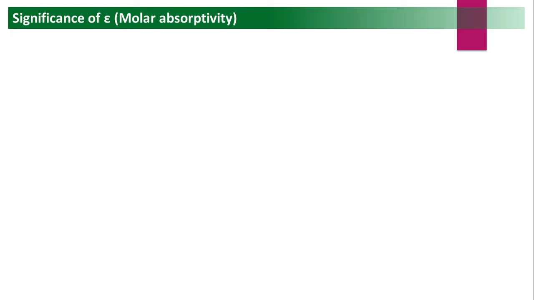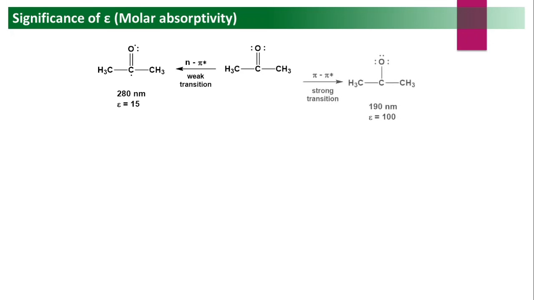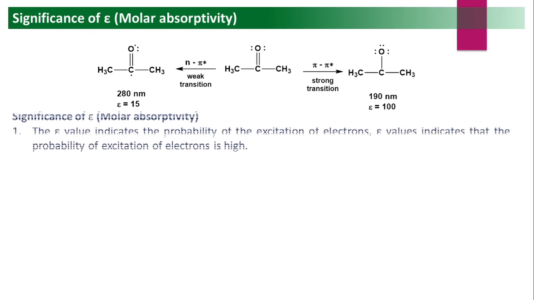Now we will see the significance of the epsilon value, that is, molar absorptivity. Suppose this is the molecule acetone. It contains a pi bond, and oxygen is there, so non-bonding electrons are there. So it shows two types of transitions. One is the n to pi star transition, which is a weak transition, and it absorbs at 280 nanometer. The second one is the pi to pi star transition, which is a strong transition, epsilon value 100, and it absorbs at 190 nanometer.